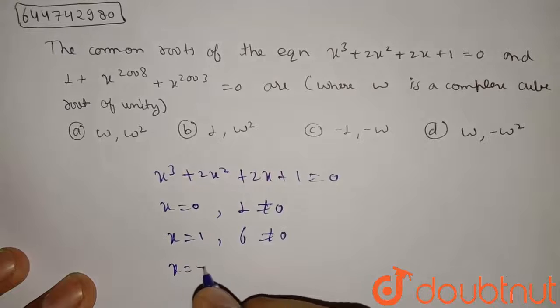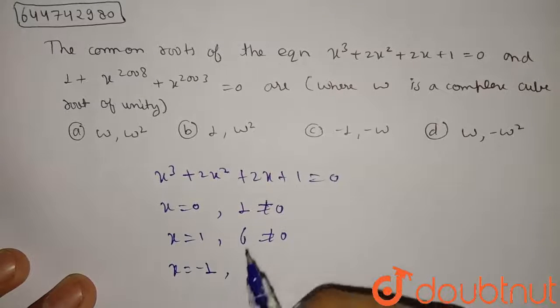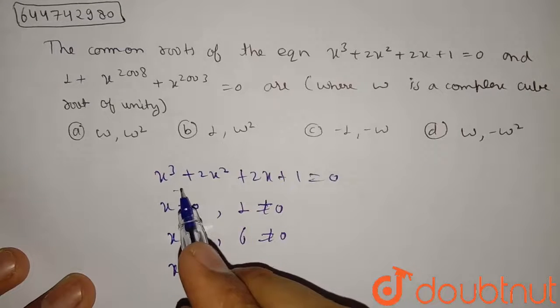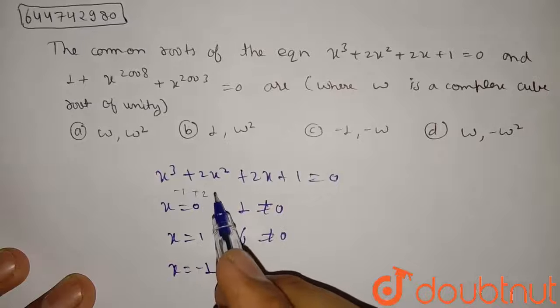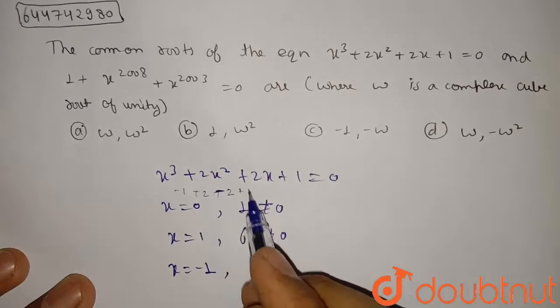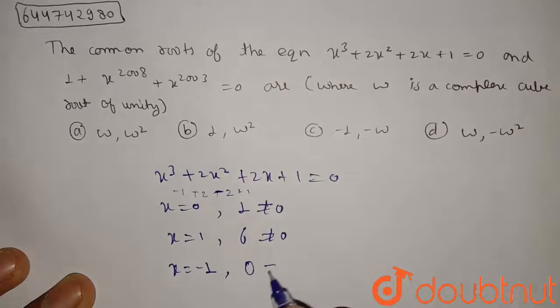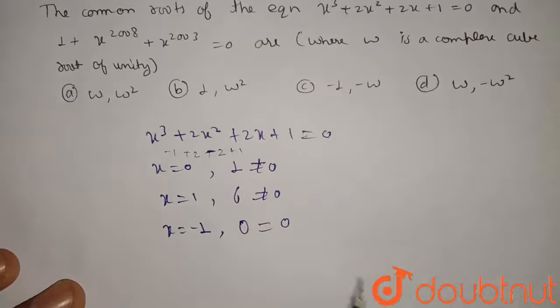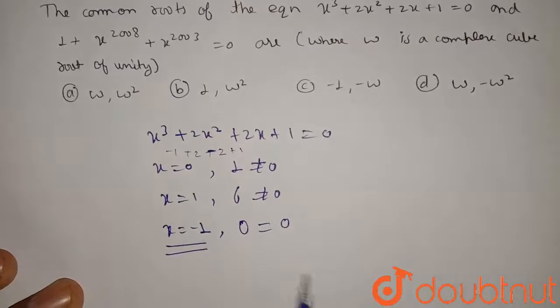Now we will put x equal to minus 1. So it will be minus 1 plus 2 minus 2 plus 1, so it will be coming out to be 0. So we have one of the roots, x equal to minus 1.